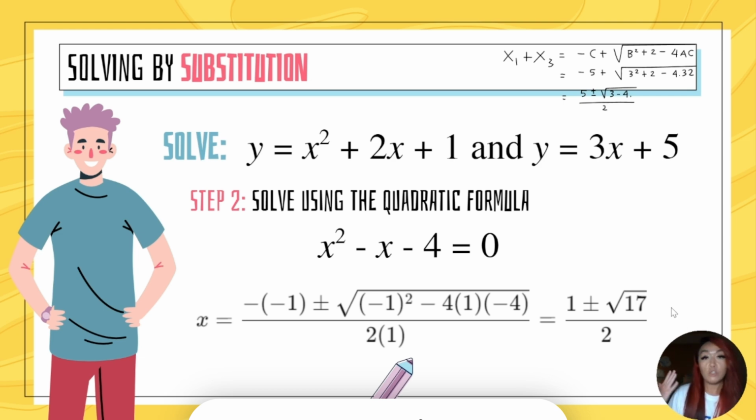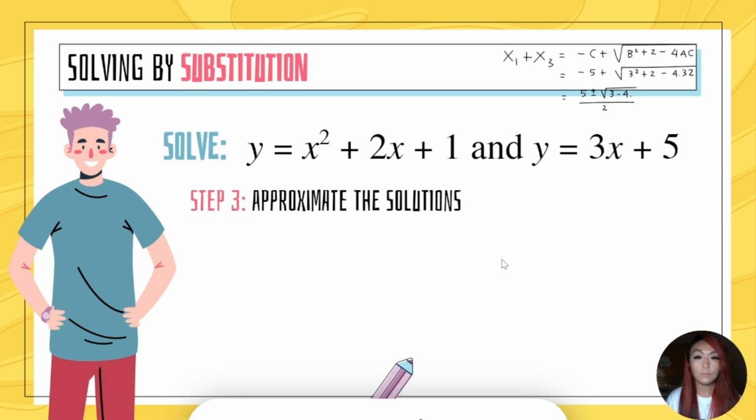Now, if you're just using the graphing calculator and putting it in like I showed you how to do, you're not going to get this expression here. You're going to get a decimal, and that's great because in the next step, I want us to approximate the actual x values. So we're going to approximate the solutions now.